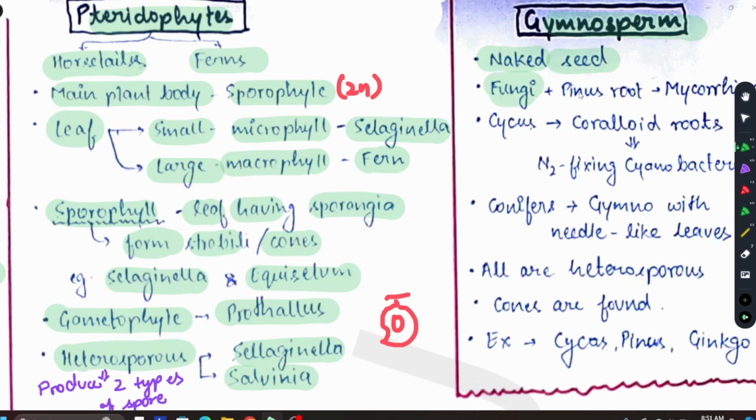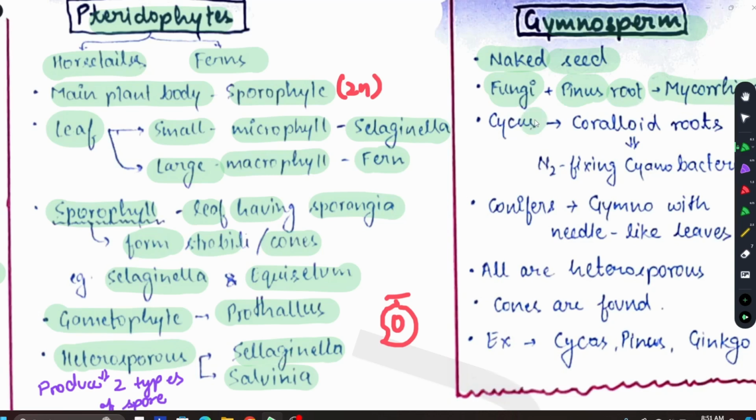Now fungi sometimes make association with Pinus root. Pinus is a type of gymnosperm. So Pinus root and fungi live mutually, and this is what we call mycorrhiza. Mycorrhiza is a symbiotic association between roots of Pinus and fungi. What is a symbiotic association? One in which both are benefited. By making mycorrhiza, the Pinus plant is benefited, and the fungi also has its benefits. Both are benefited and both live together. That is what we call mycorrhiza.